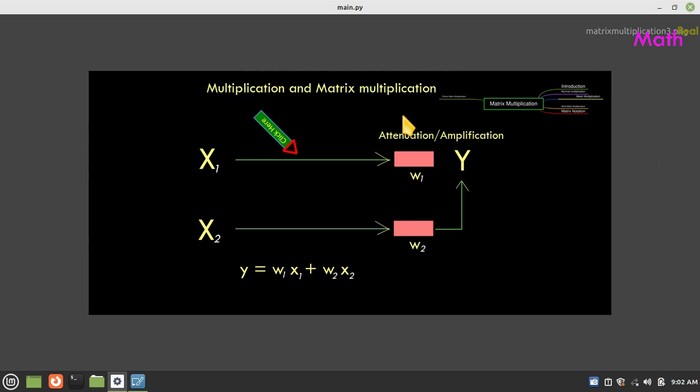What about this? There are two signals, X1 and X2. X2 gets multiplied by W2, X1 gets multiplied by W1, and it becomes the net signal. So W1 into X1 plus W2 into X2 becomes Y. Now two signals get modified by two different weights, W1 and W2, and finally they are summed up to become the net signal.